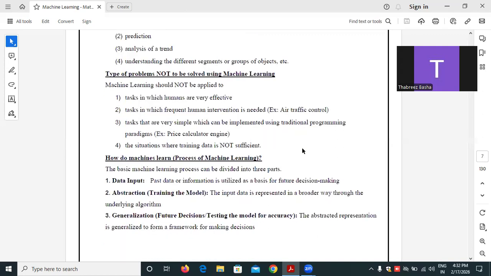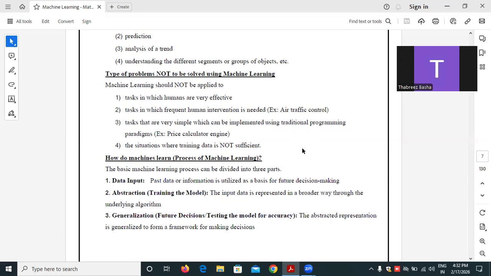And how machine learning learns. Generally, the machine learning architecture or block diagram is explained with only three concepts: data input, abstraction, generalization. Data input is the past data. It means previous data or any information is utilized as a basis for future decision making. Abstraction is the main working process. This is simply said to be training the model.